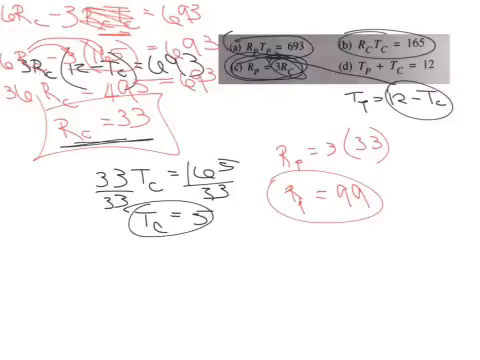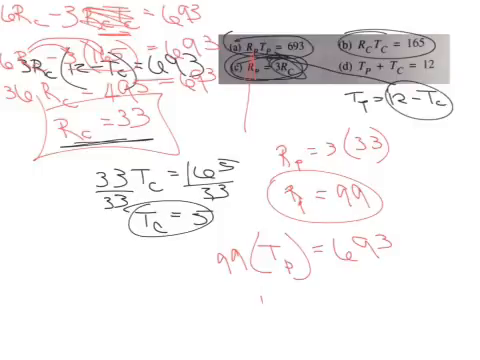Now what am I looking for? TP. So for TP, I'm going to look at this one. RP is 99 times TP equals 693, and therefore TP equals 7. So there's all 4 of my variables.